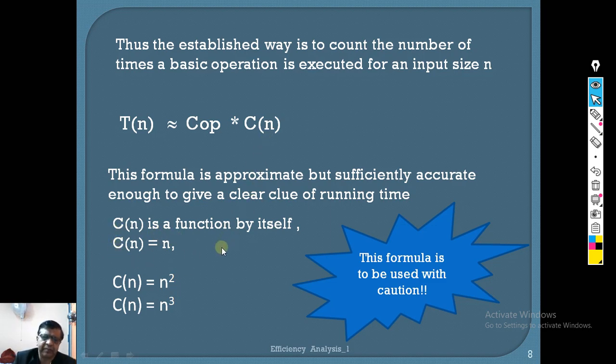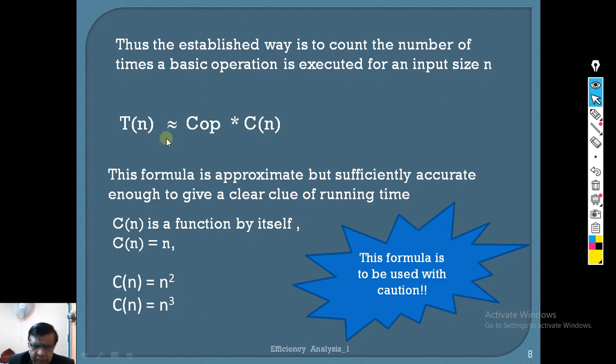There is a basic step. Therefore, since the basic step decides or consumes most of the algorithm time, and this is important, C of n is also a function. This formula is approximate because it should be used very cautiously.